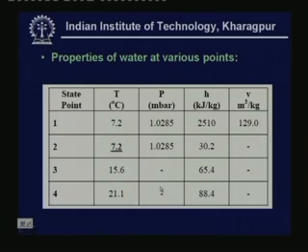You can use this property data. For water at various points, the property data is given like this: state point 1, temperature is 7.2 degrees centigrade, pressure is 1.0285 millibar, enthalpy is 2510 kilojoule per kg, specific volume is 129 meter cube per kg. Similarly, at point 2, you have temperature 7.2 degrees centigrade, enthalpy is 30.2 kilojoule per kg. Point 3, temperature is 15.6 degrees centigrade and enthalpy is 65.4 kilojoule per kg. Point 4, temperature is 21.1 degrees centigrade and the enthalpy is 88.4 kilojoule per kg. So, this information is sufficient for you to work out this problem.